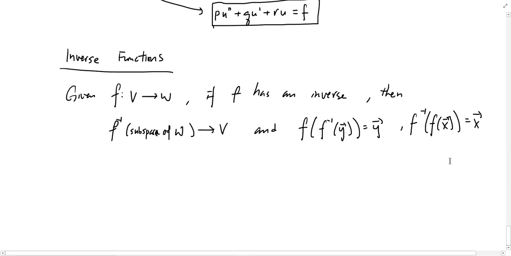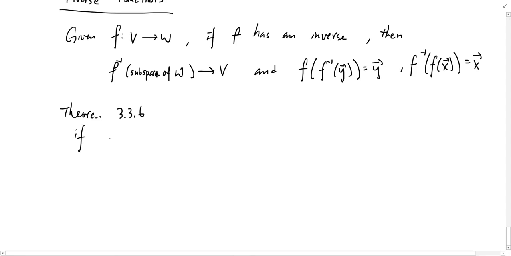So what do we know about this inverse of a function? Obviously, number one, I did say if it has an inverse. So how do I know f would have an inverse? Well, that is explained in theorem 3.3.6, which states the following.